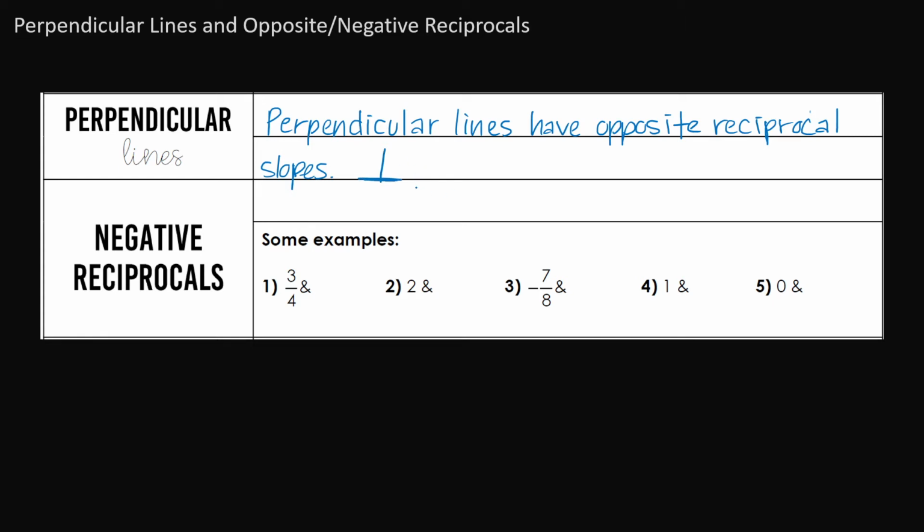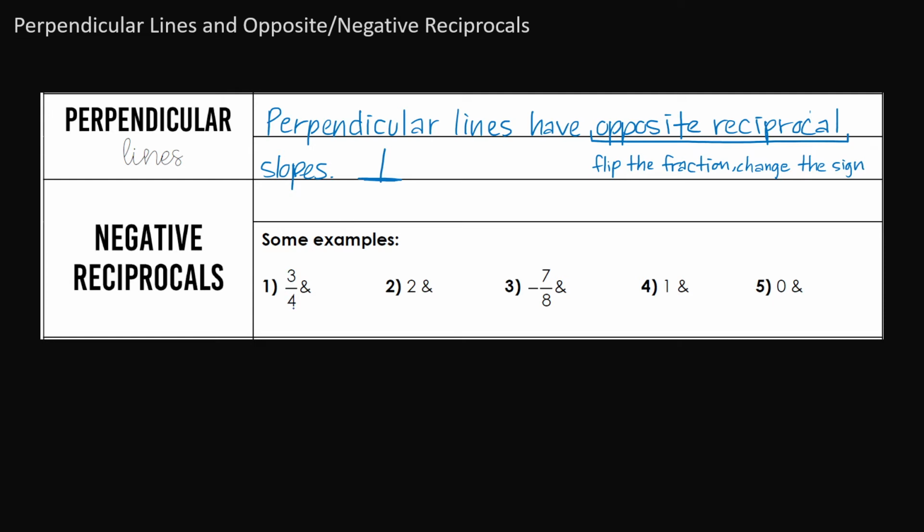This is perpendicular. That means that these two lines, when graphed on a coordinate plane, are going to intersect at a 90-degree angle. And so what I mean by opposite reciprocal slopes is we're going to flip the fraction of the slope, and we're going to change the sign, meaning we're changing from a negative to a positive or positive to a negative. So again, here are some examples.